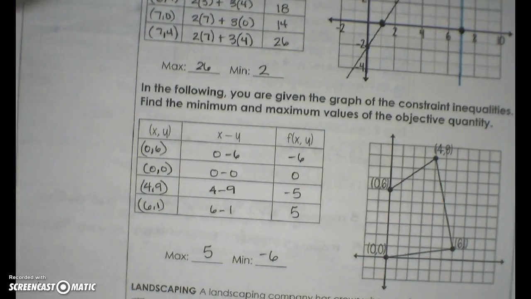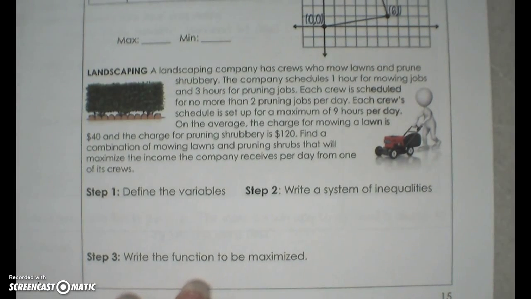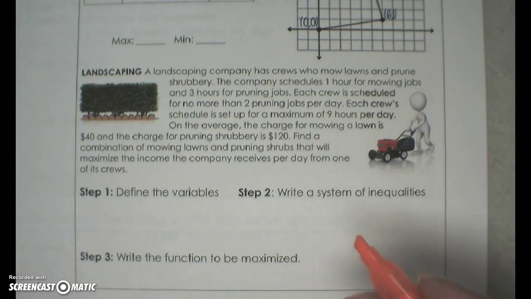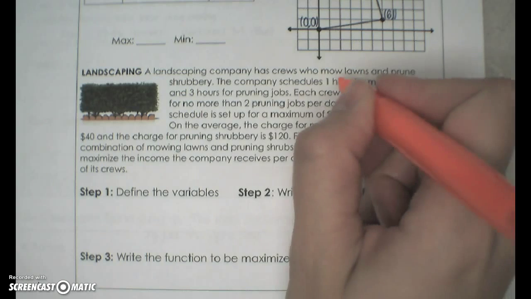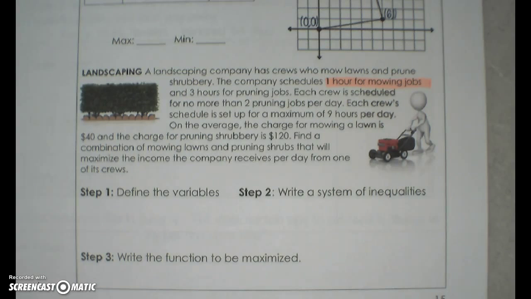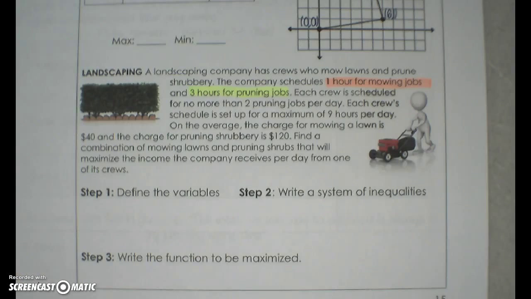All right, if you've got some highlighters, that's going to be really beneficial to you in this next example. So we're going to look at landscaping. We have a company talking about some pruning and mowing jobs. So I'm going to go ahead and highlight some important pieces of information before we get started. And the first one is going to be when the crews mow lawn and prune shrubbery, it looks like they have an hour for mowing jobs, and they have 3 hours for pruning jobs.